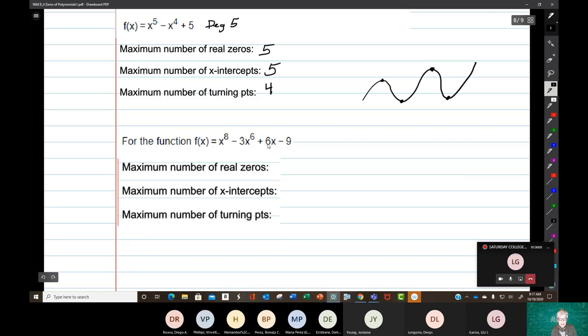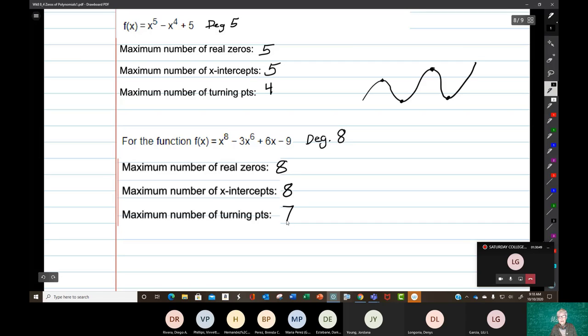Okay, this polynomial here, degree 8. That means the maximum number of real zeros, points on the x-axis, that you can have is 8. The maximum number of x-intercepts you can have is 8. The x-intercepts are made from the real zeros. The maximum number of turning points, though, is 7.